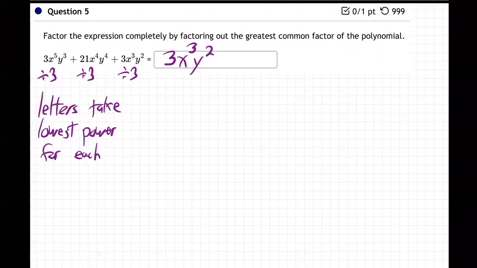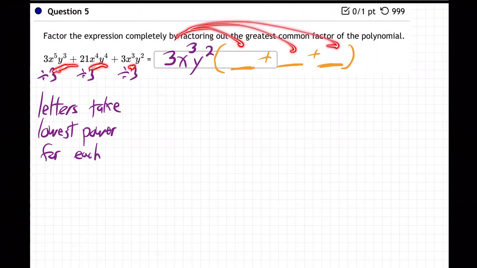Okay, so that's the greatest amount they have in common. That goes in the front, and then we're going to put a big old parenthesis with 3 blanks. And then we're going to find out what would multiply to go back to these 3. That's the name of the game.